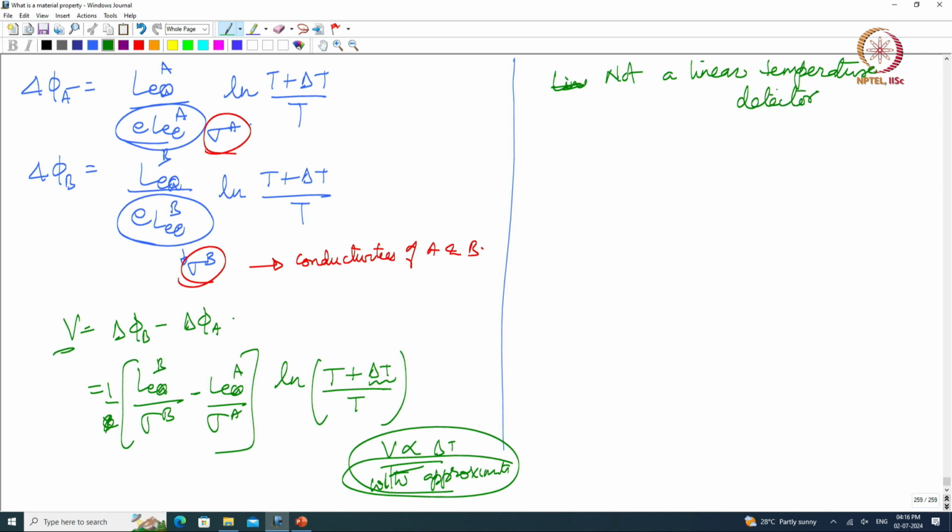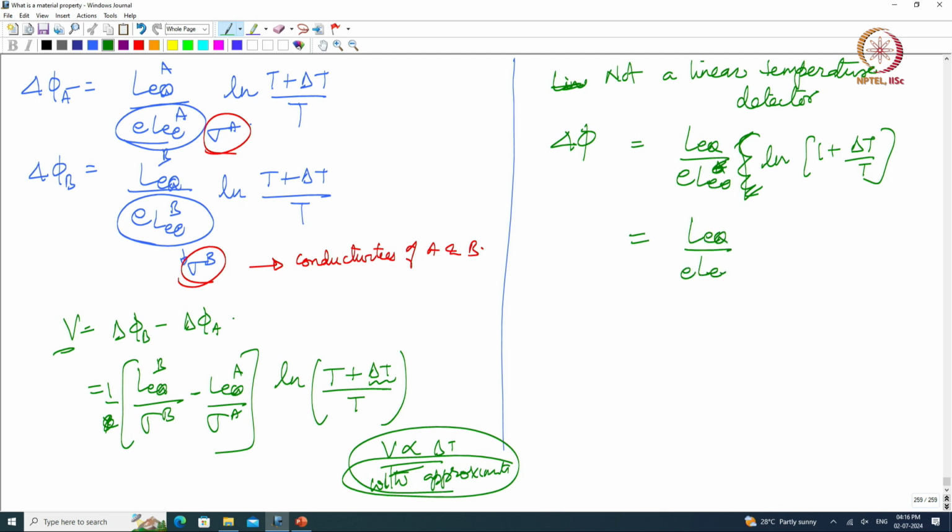Okay, so now let us go back to this delta phi in one of the wires. In one of the wires, delta phi is given as L_EQ by L_EE, where these are all Onsager coefficients, and A is the wire that I am considering, times ln(1 + delta T by T). Now, I am just going to expand it.